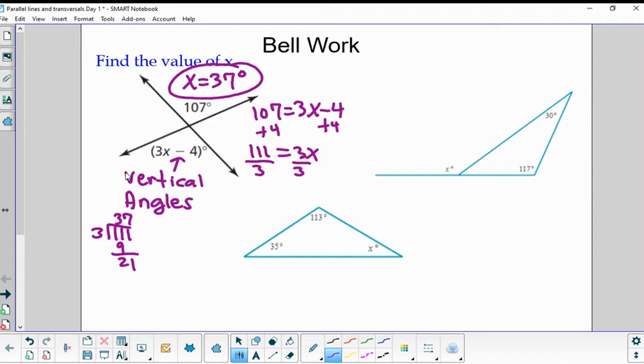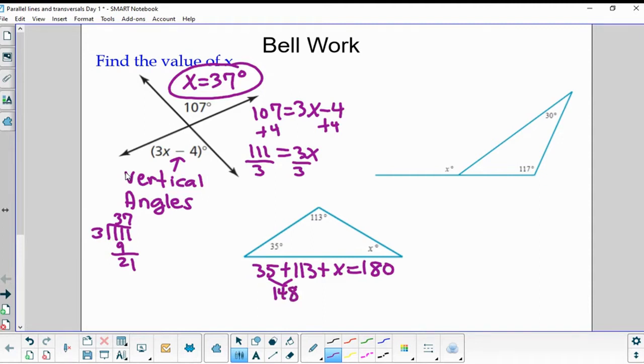Okay, on our next problem, we're talking about this triangle here, and we know that from the triangle sum theorem that the three angles of a triangle add up to 180 degrees. So we know two of the angles, so if we combine those together, 35 plus 113 equals 148 degrees.